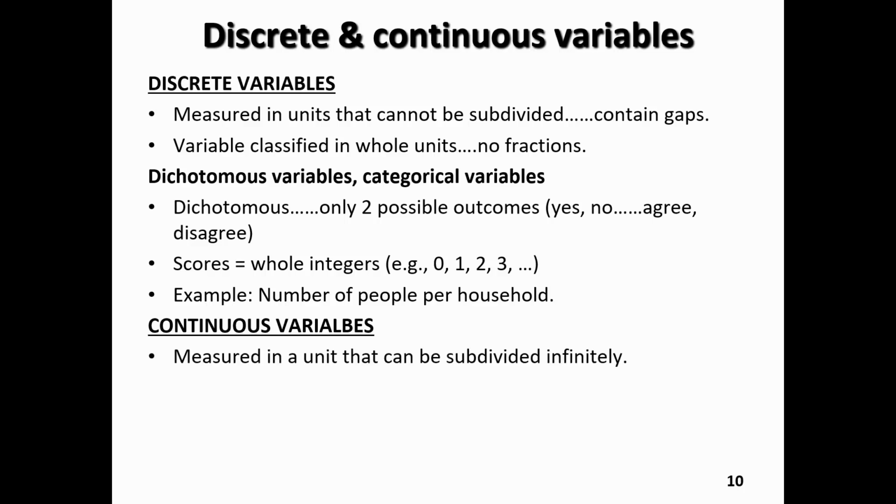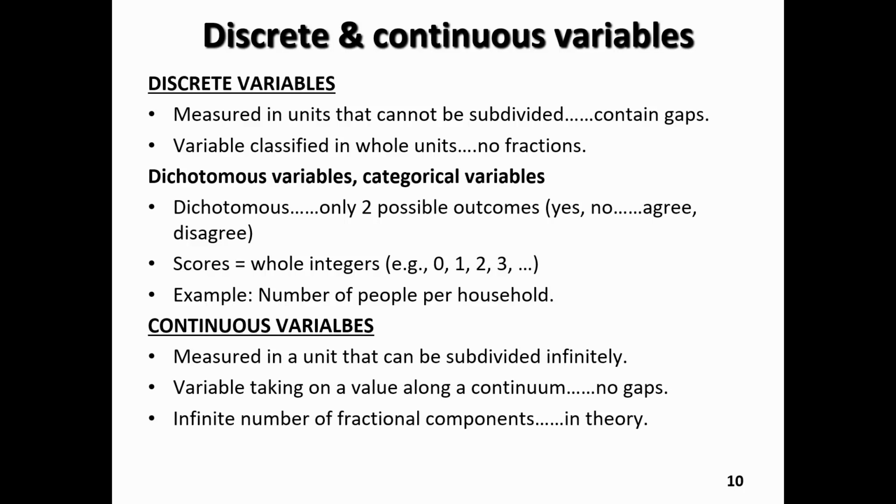There are many measures that are on a continuous scale, and a continuous scale is a measurement of a variable that can be subdivided, in theory, infinitely. And so in this case, the variable takes a value along a continuum, and so in theory, there are no gaps. And so as I indicated, the infinite number of fractional components only works in theory, but in reality, when carrying out a research study, the continuous variable still is a continuous variable, but is limited by how precise the testing instrument is.